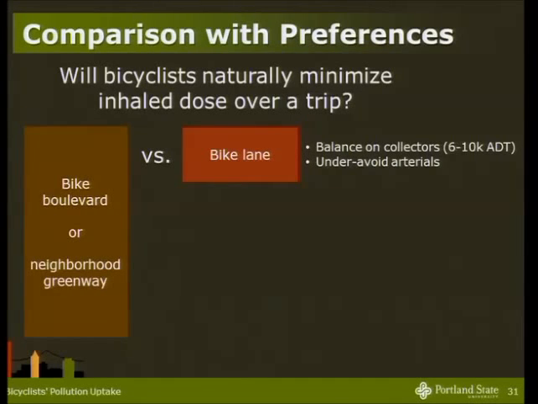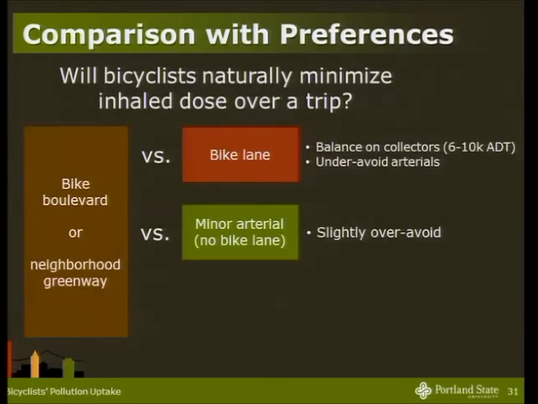But if we look at a bike boulevard and a bicycle lane on a larger facility, a minor or major arterial, bicyclists aren't willing to go as far out of their way as might be optimal from an inhalation dose point of view. So we could say that bicyclists will slightly under-avoid arterials in comparison to the inhalation dose minimizing route.